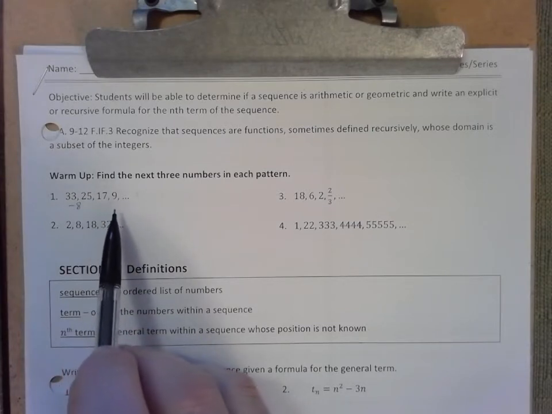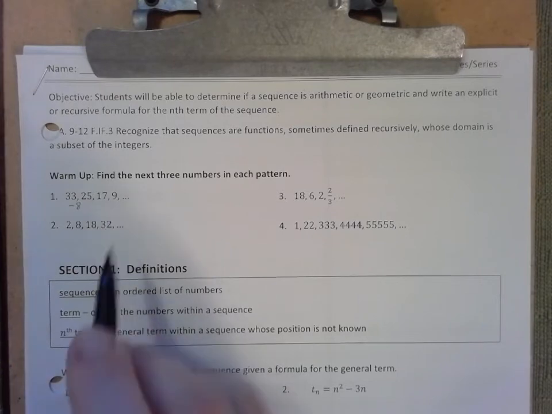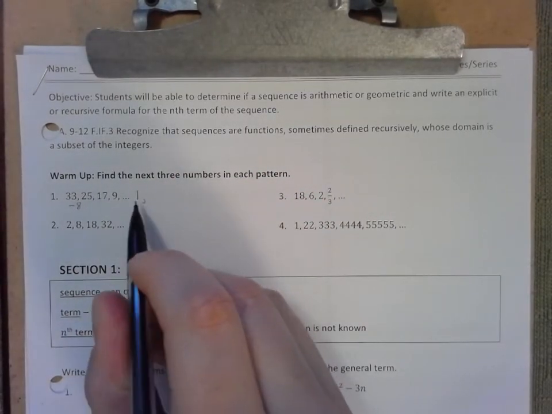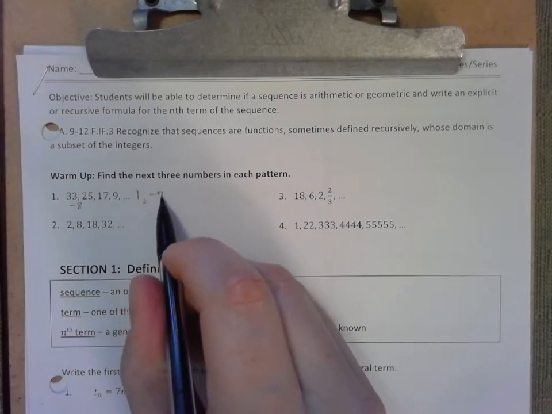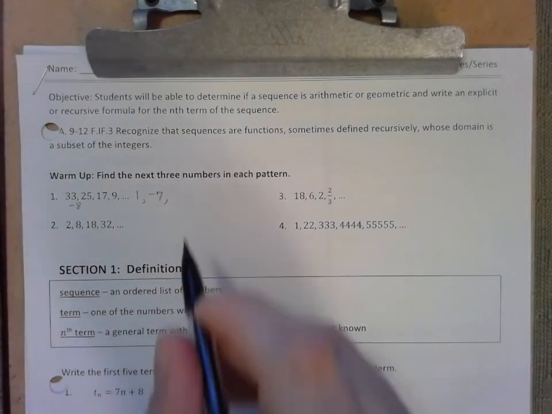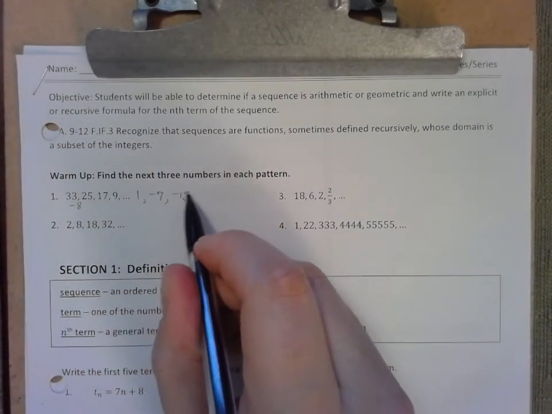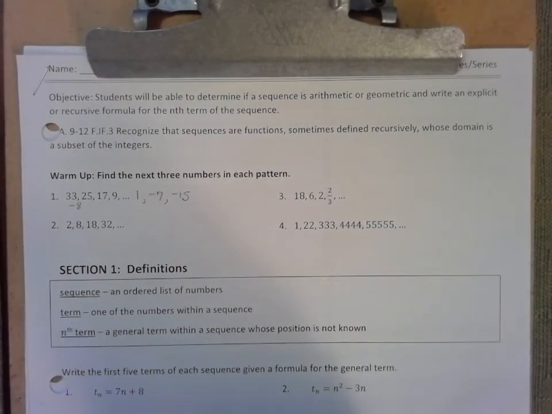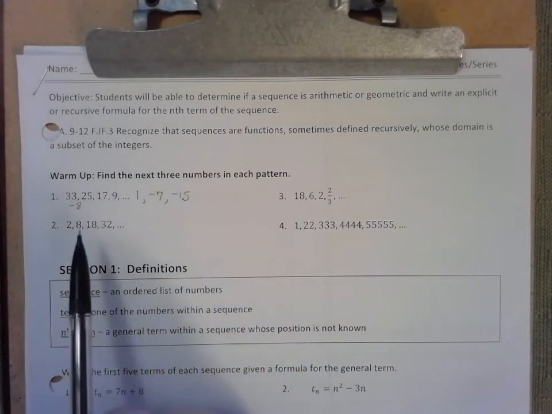So let's find the next 3 numbers in this pattern. 8 less than 9 is positive 1. 8 less than positive 1 is negative 7. And 8 less than negative 7 is negative 15. So our first pattern is what we consider to be a linear pattern and has a slope of negative 8.